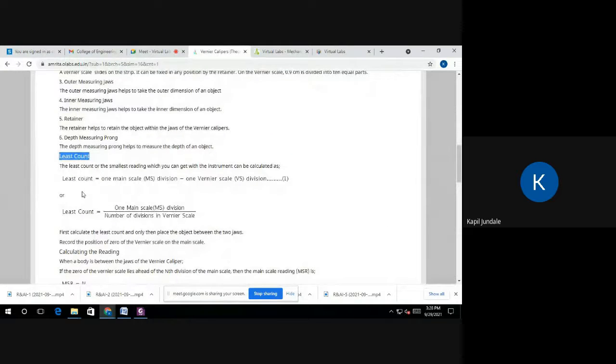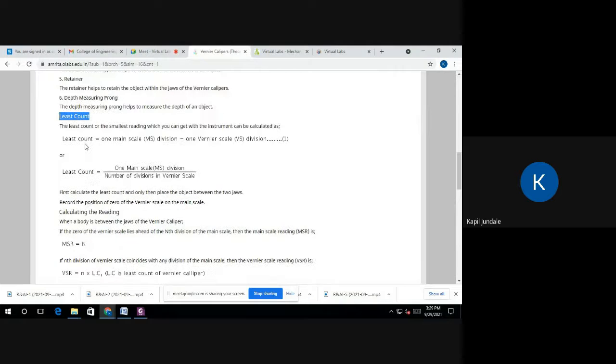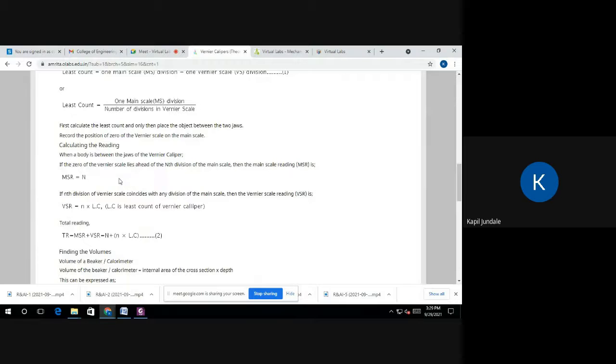The least count, or smallest reading which we can get with the instrument, can be calculated as follows. Least count is equal to 1 main scale division minus 1 vernier scale division. Or we can find out least count is equal to 1 main scale division divided by the number of divisions in the vernier scale.